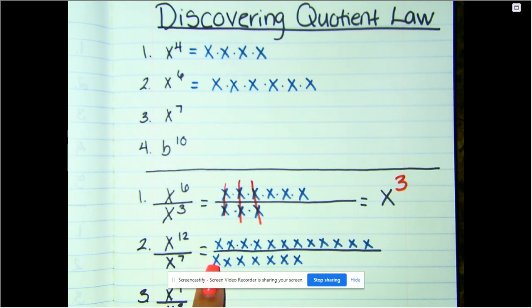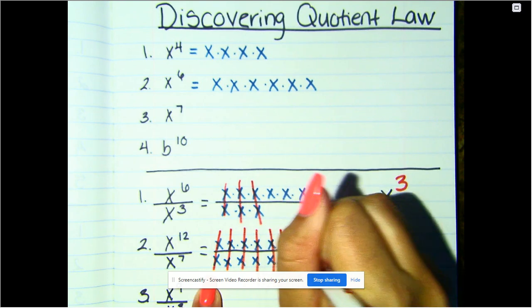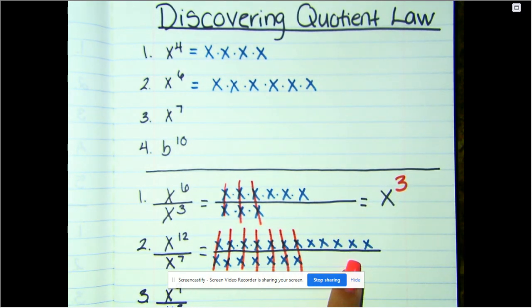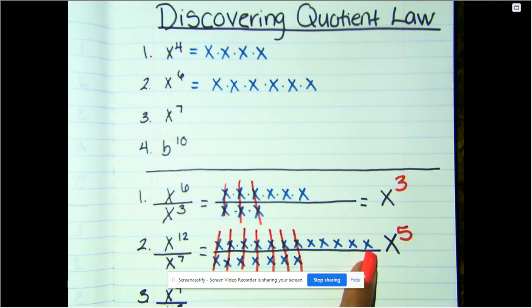Okay, on number 2, we're going to do the same thing. Cancel out your like terms. Okay, so we have, again, our base of this exponent is x. And we have 1, 2, 3, 4, 5 left. x to the 5th power. Okay, so we're going to continue this for number 3 and number 4.